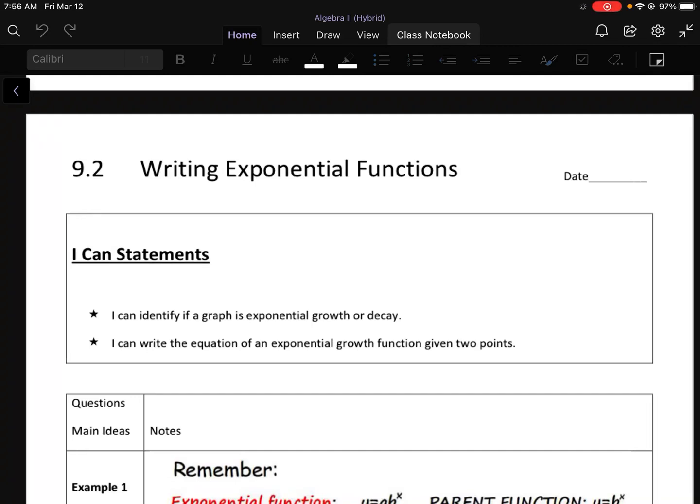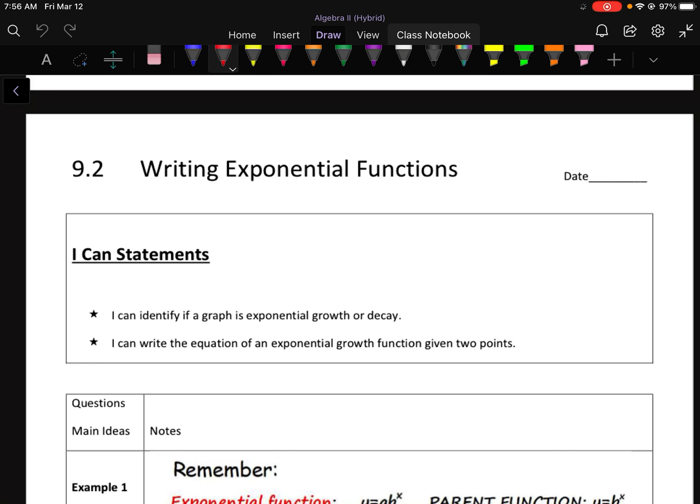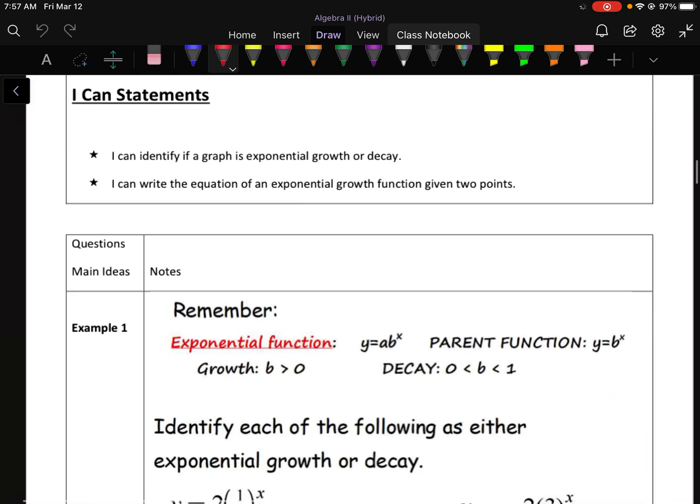All right, we are moving on here to section 9.2, writing exponential functions. We're going to identify equations, not graphs, as exponential growth or decay, and write equations of exponential functions given 2 points. Remember that exponential equations are given in the form y equals a times b to the x power.